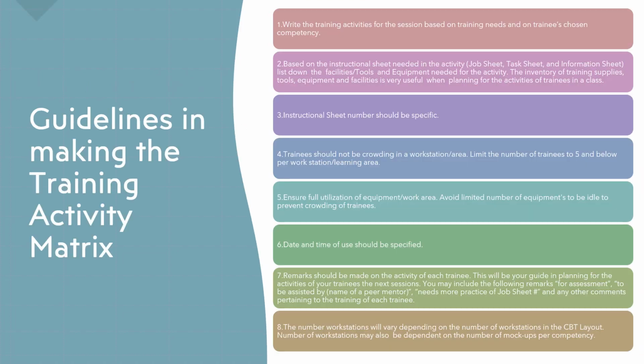Some guidelines in making the training activity matrix. Number one, write the training activities for the session based on the training needs and on the trainees' chosen competency. In this matter, you will be using your accomplished or developed training plan, so you will be referring to your training plan. The activities will depend on the result of your TNA and, of course, on your crafted training plan. That is your number one guideline.